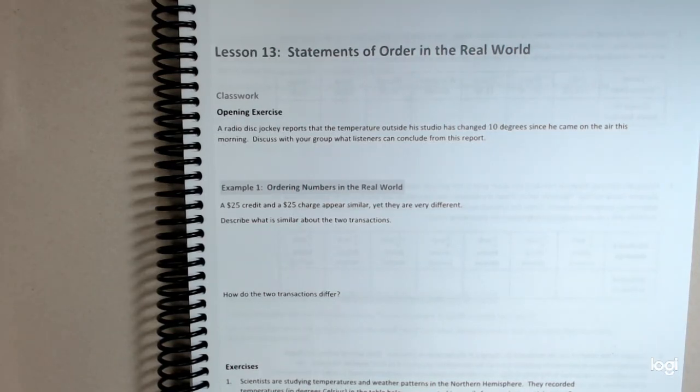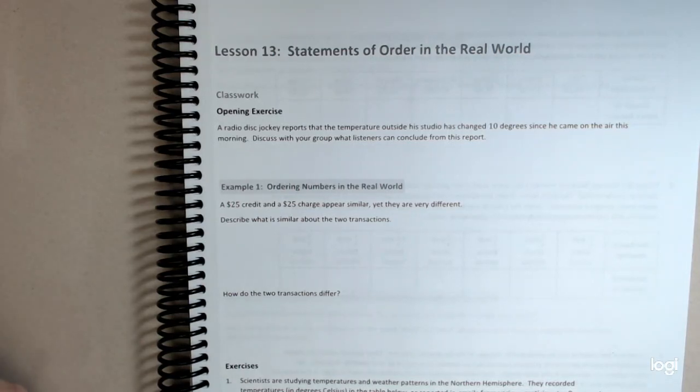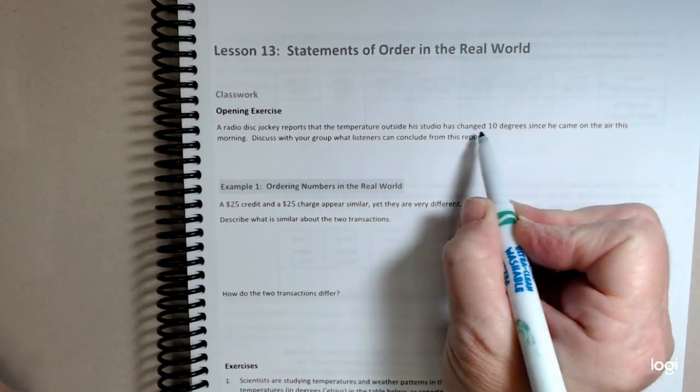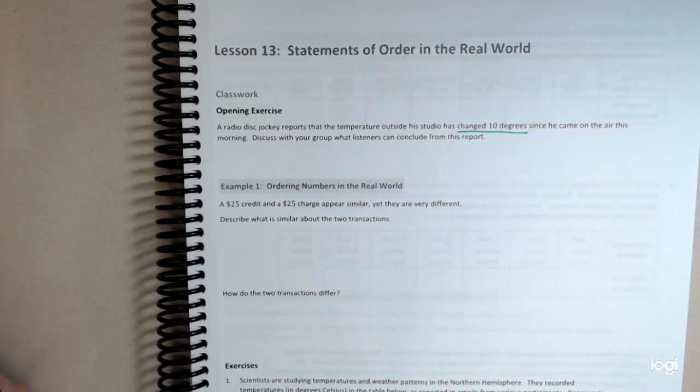And we're going to move on here to lesson 13 today. Okay, so let's look at our opening exercise. It says a radio disc jockey reports that the temperature outside his studio has changed 10 degrees since he came on the air this morning. It says discuss with your group what listeners can conclude from this report.